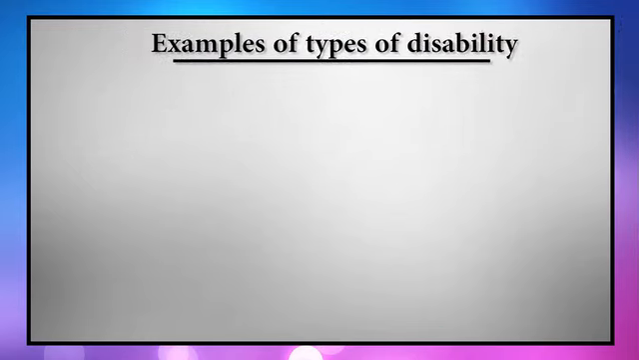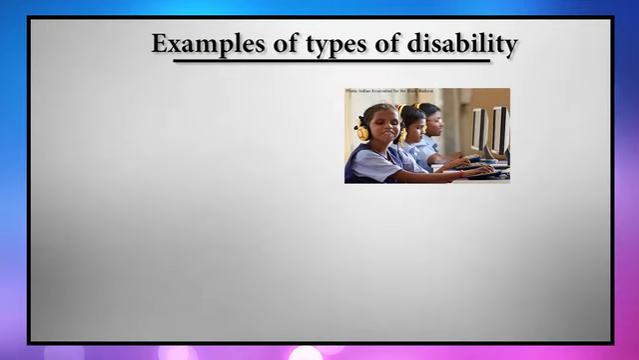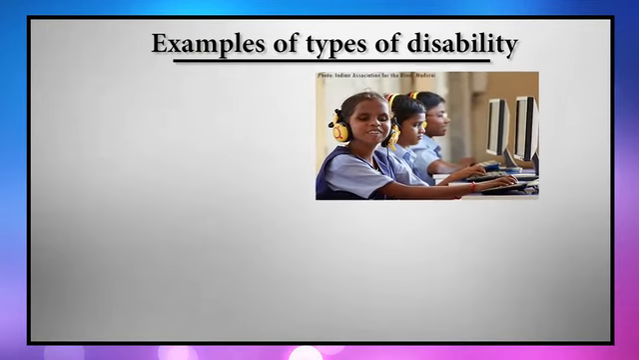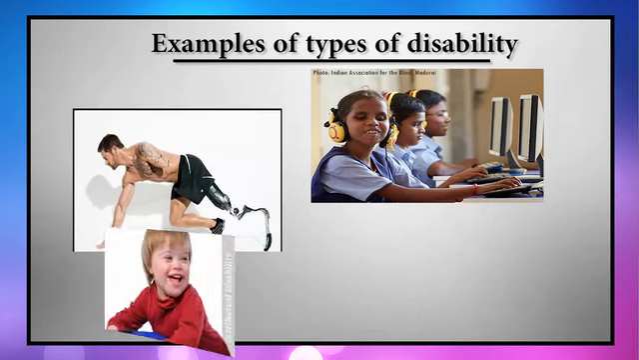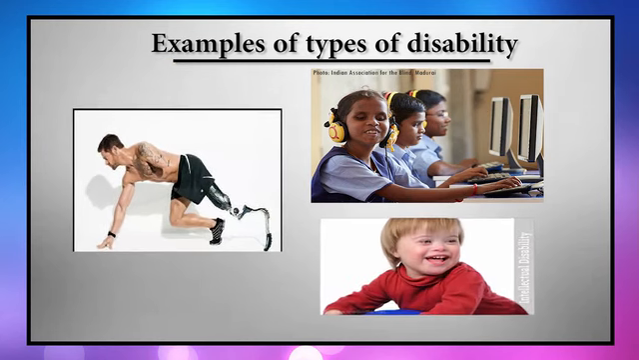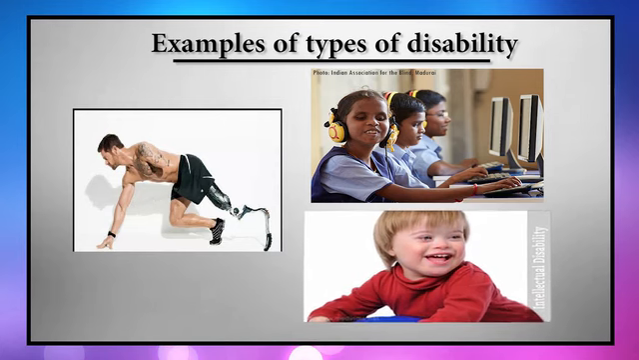Now let us look at the different types of disability. As you can see, these children cannot see. This man has problems with his limbs, and this little child is perfectly alright physically but has impairment in his thought process, impairment in his intellect. Let us look at the types of disability a little bit more in detail.